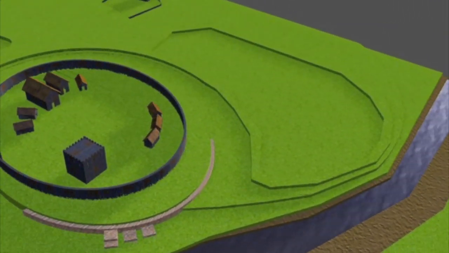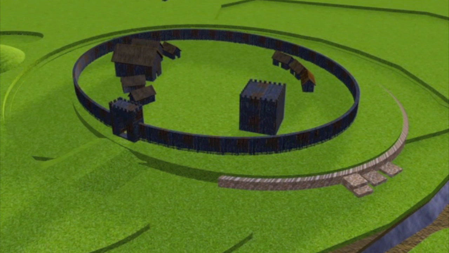Later, the keep was moved to the Central Bailey and surrounded by a timber palisade. At this time, a huge retaining wall was built along the western side, shoring up the earth bank and providing stable foundations for stone walls.